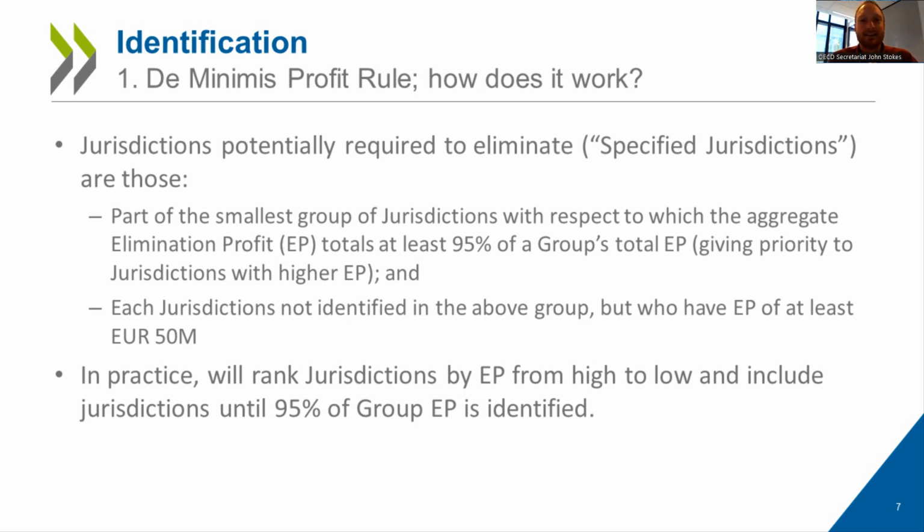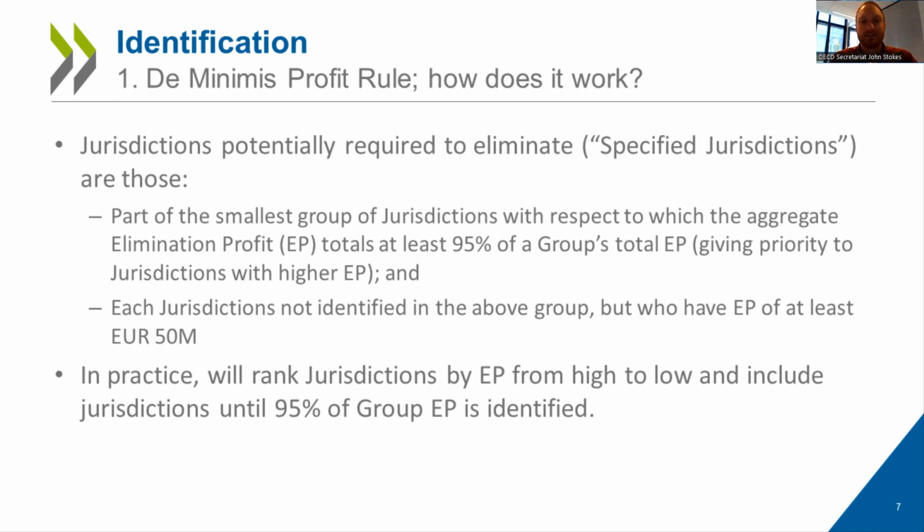And you would add together the elimination profit of each of those jurisdictions until you reach at least 95% of the group's total elimination profit. Let's say that that gives you 5 jurisdictions, but there are maybe 10 jurisdictions that the group operates in total. So the first 5 jurisdictions would potentially be called upon to eliminate. The remaining 5 under this leg of the rule would fall outside of the jurisdictions potentially required to eliminate double taxation. And so the de minimis profit rule may mean that those jurisdictions aren't required to eliminate double taxation.